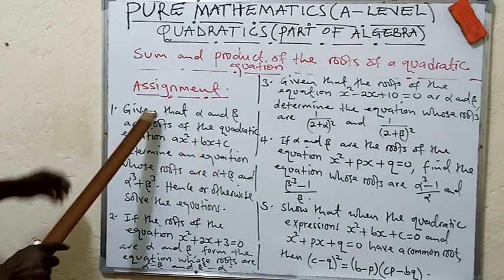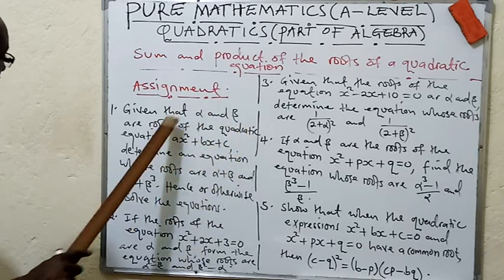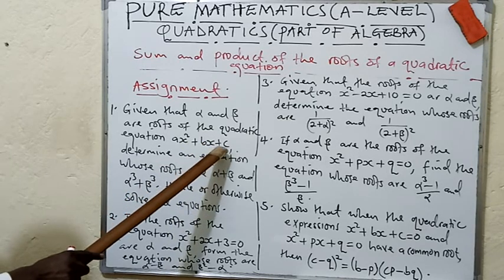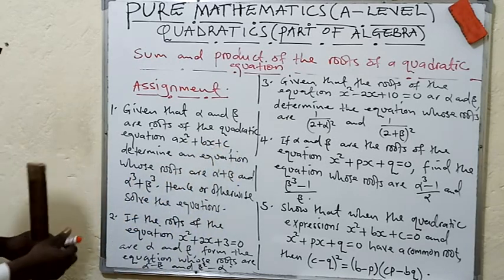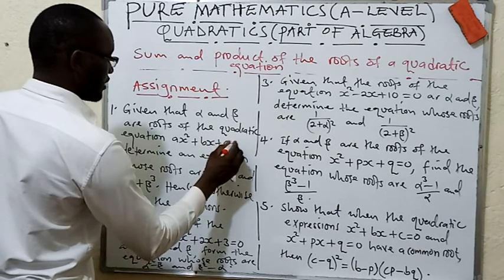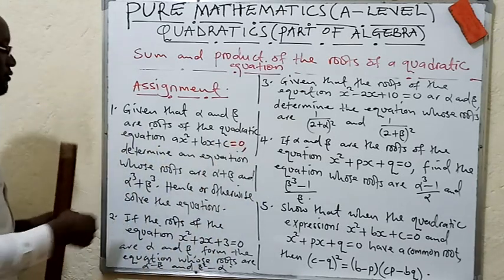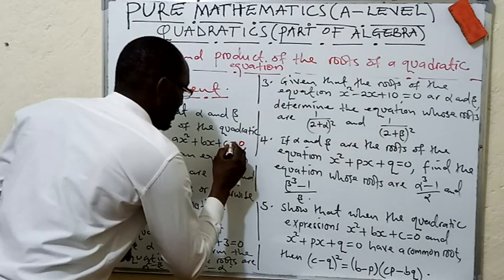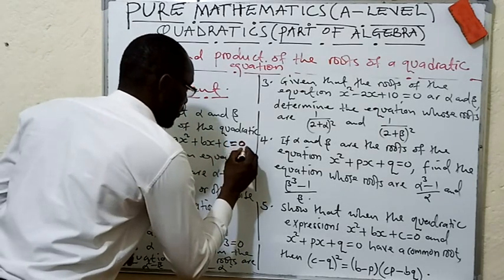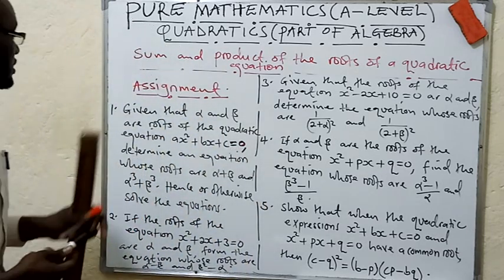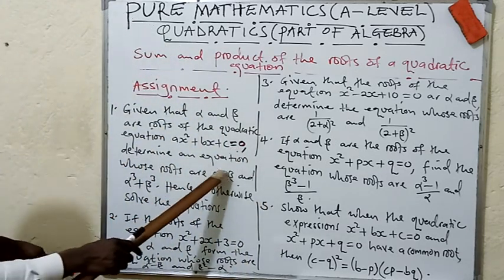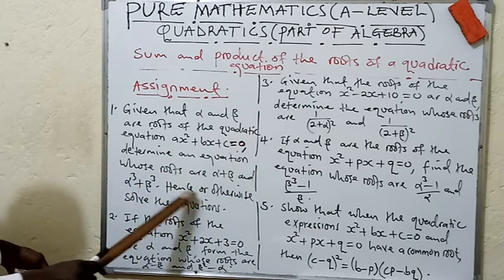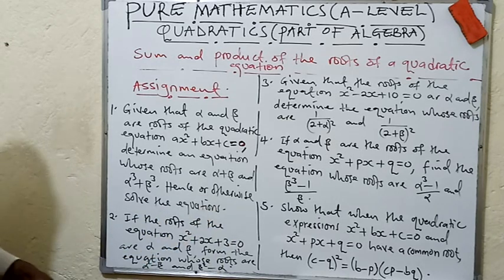So number 1, given that alpha and beta are roots of the quadratic equation ax squared plus bx plus c. Oh, this is an equation. Okay, is equal to 0. It can't be an equation if it is not equivalent to 0. So we can say this is equivalent to 0 using black ink. Determine an equation whose roots are alpha plus beta and alpha cubed plus beta cubed. Hence or otherwise solve the equations.